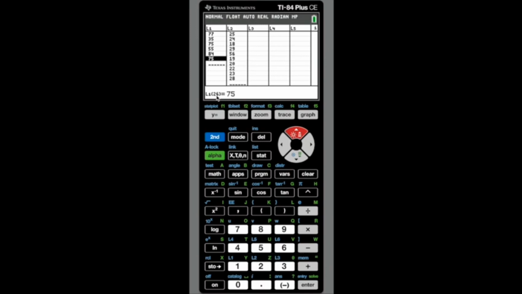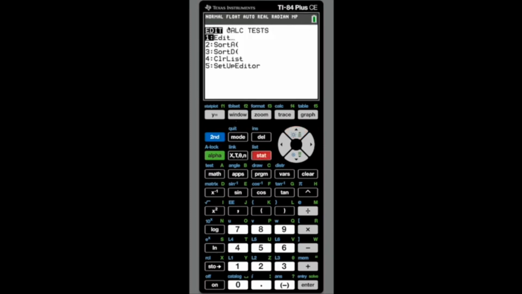Okay, once you get your data values listed in there, we want to sort the data in increasing order. So I'm going to hit the stat button again. Under the edit menu, you'll see option number 2 that says sort A, and option number 3 that says sort D. These are both sorting functions. The difference is that sort A means sort ascending, from lowest to highest, which is what we want. Sort D is descending, from highest to lowest. So it's just the order in which you want to sort. For us, we want to sort ascending to go in increasing order.